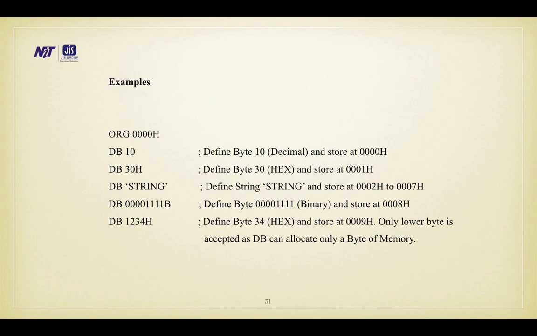DB 00001111B defines byte 00001111 in binary and stored at 0008H. DB 1234H defines byte 34 in hexadecimal and stored at 0009H. Only the lower byte is accepted as DB can allocate only a byte of memory.